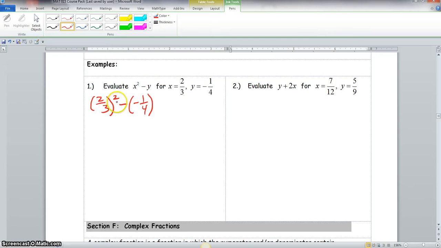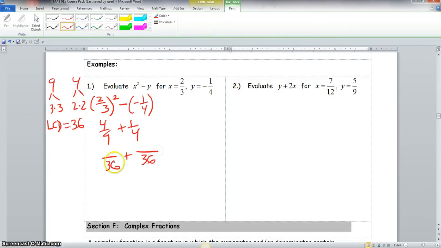Now we know 2/3 in parentheses squared will give us 4/9 because that's 2/3 times 2/3. Minus a negative 1/4 will give us a positive 1/4. Now we have to find a common denominator. We'll take 9 and 4. 9 breaks down to 3 and 3. 4 breaks down to 2 and 2. There's nothing they have in common, so you multiply all these together and it gives you 36. So our common denominator here is 36.